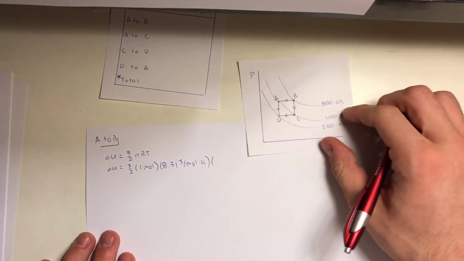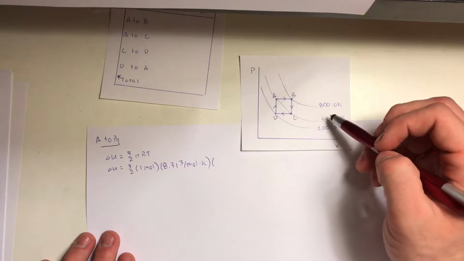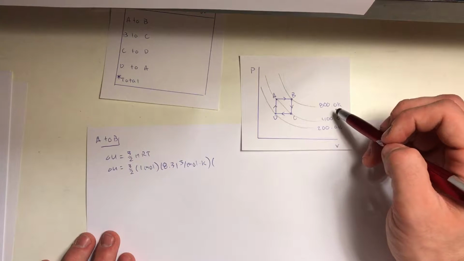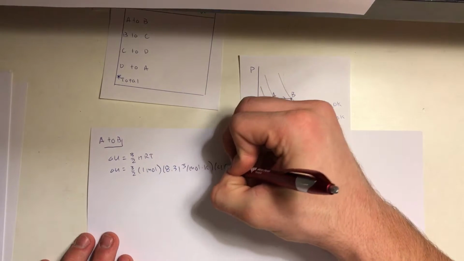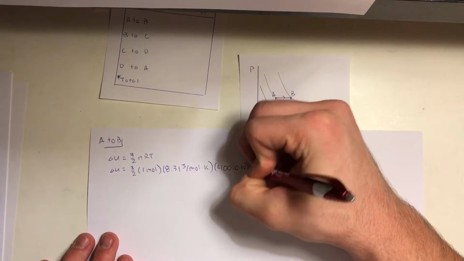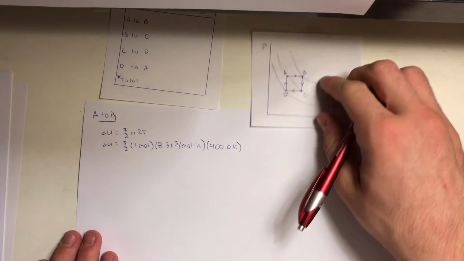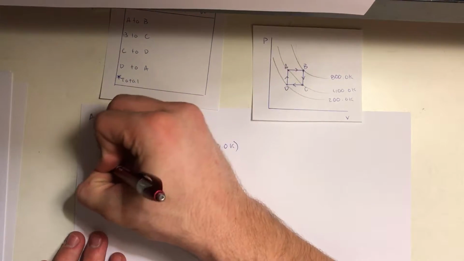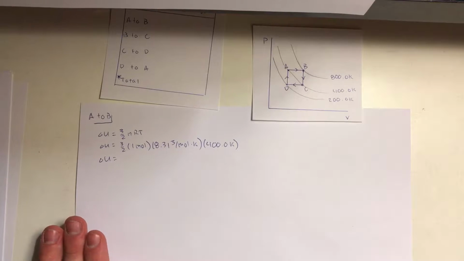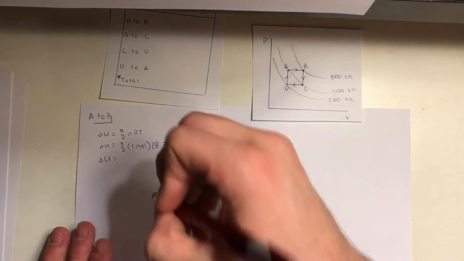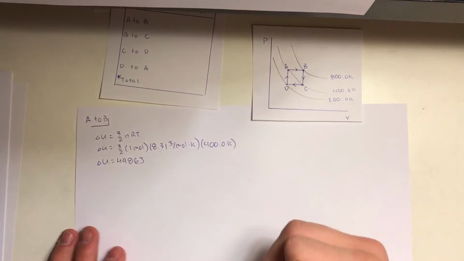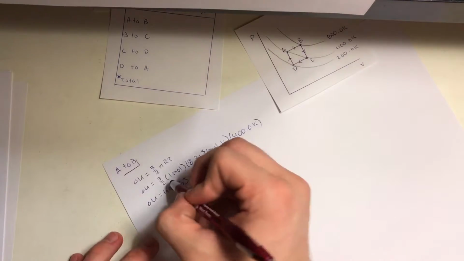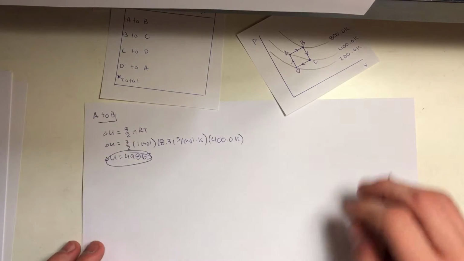And the change in temperature, we're going from A, 400, to B, 800. So final minus initial, that's 400 Kelvin. If you multiply those together, it is 4,986 joules. There we go. Circle that. Put it in the table later.